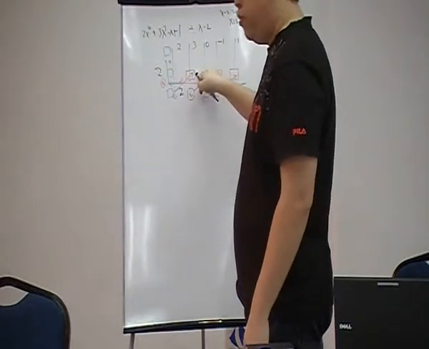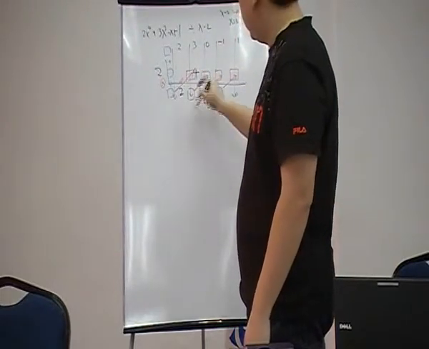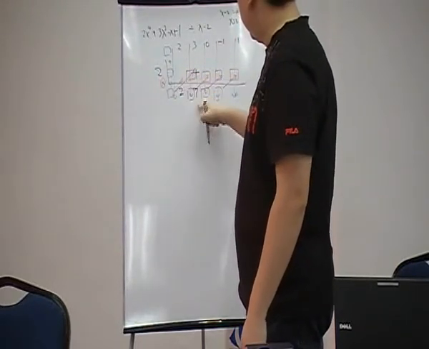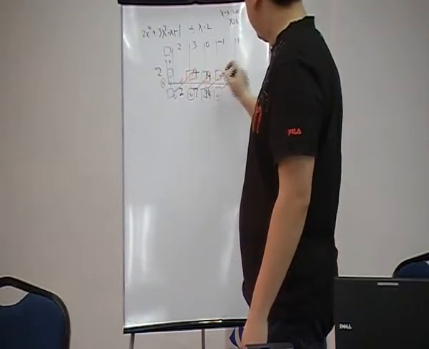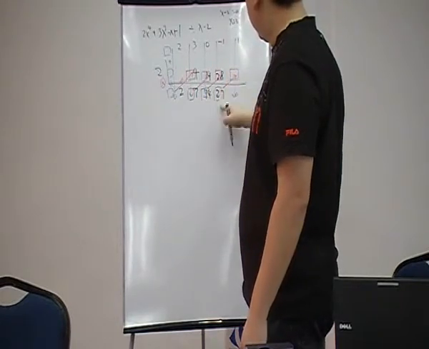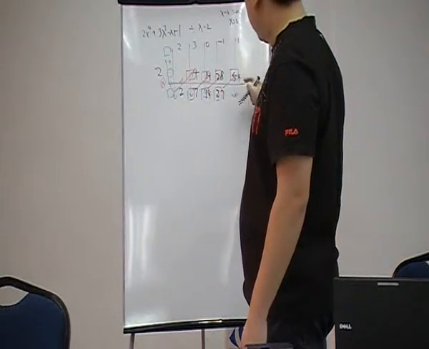2 times 2 equals 4. 4 plus 3 equals 7. 7 times 2 is 14. 14 times 2 is 28. 28 minus... 27. 27 times 2 is 54. Correct. 54, plus 1, is 55.